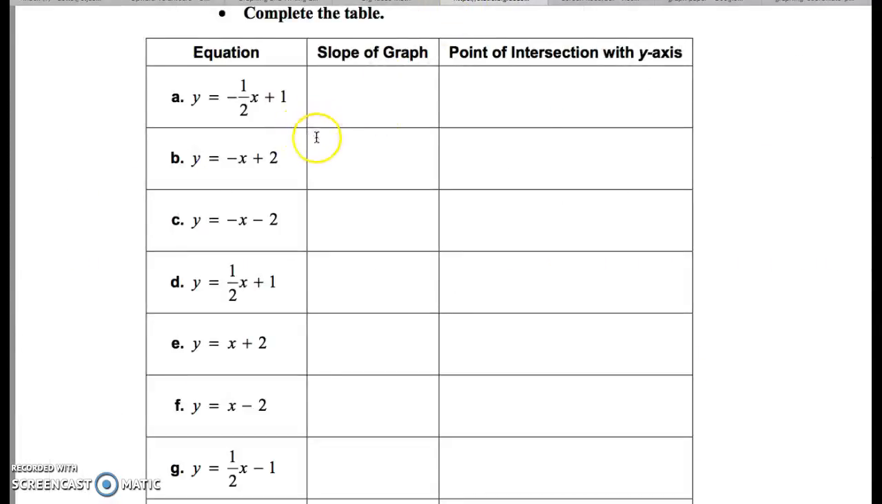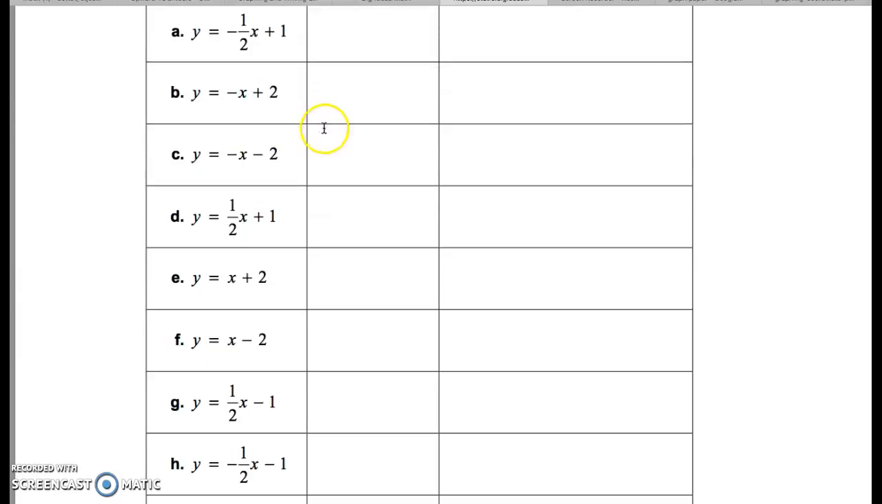Okay, so on part A, we had the slope was -1/2 and it crossed the y-axis at the point 0, 1. So I'm just going to put a 1 there. We just did E. The slope was 1 and it crossed the y-axis at the point 0, 2. So I'm just going to do 2. Now what I want you to figure out, let's look back at A. Look at your equation and then look at your slope. Do you notice any similarities between your equation and your slope?